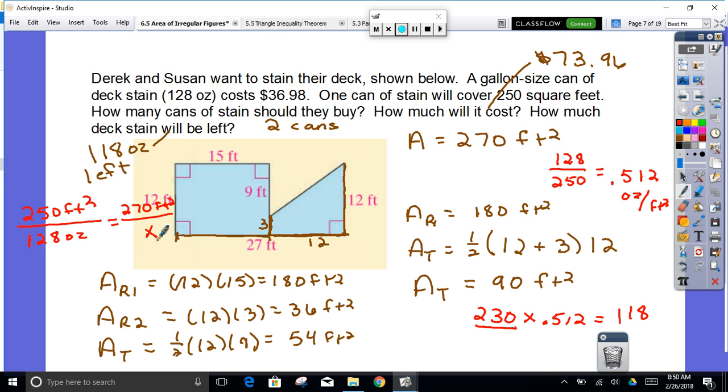I thought of this problem because I used to have a somewhat irregularly shaped deck, and I had to go through this kind of a process when figuring out how much stain to buy for my deck.